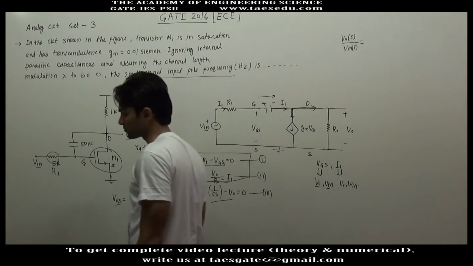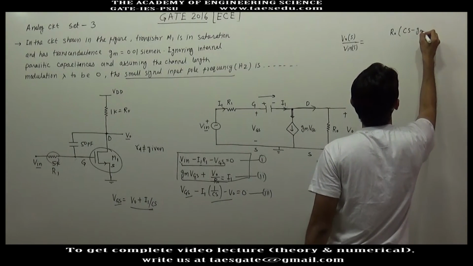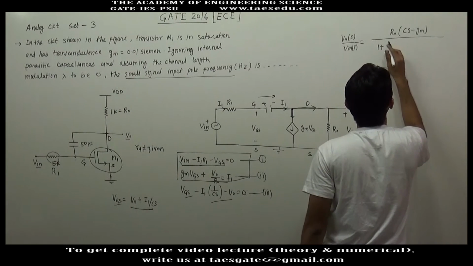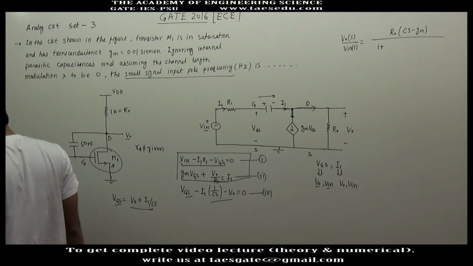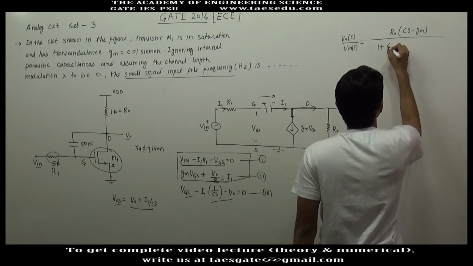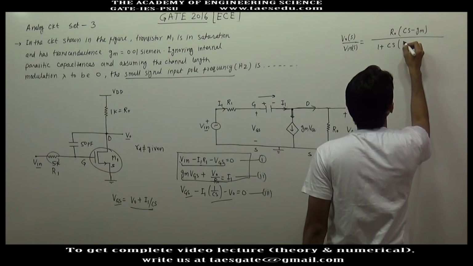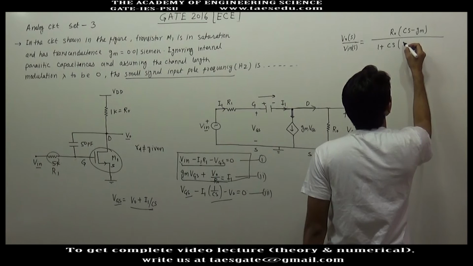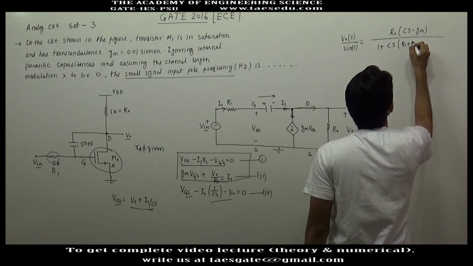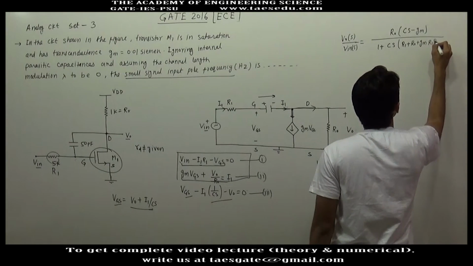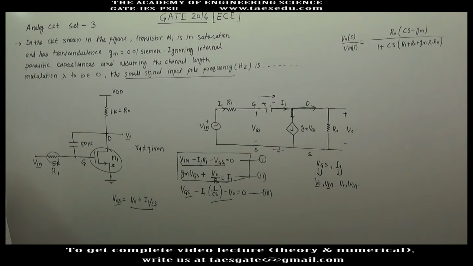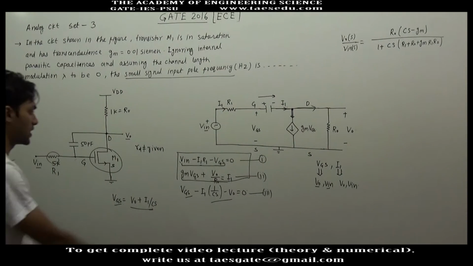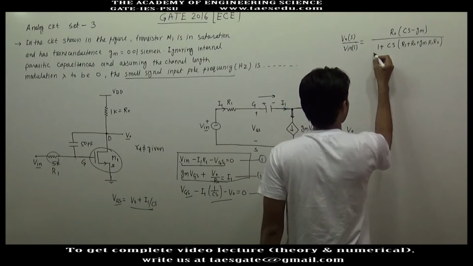V0(s) divided by Vinput(s) equal to R0 into (CS minus gm) divided by 1 plus CS into (R1 plus R0 plus gm R1 R0). With the help of these three equations you will get V0(s) divided by Vinput(s) equal to this.